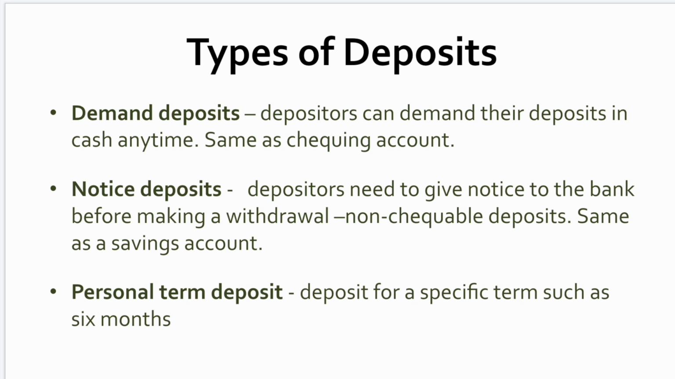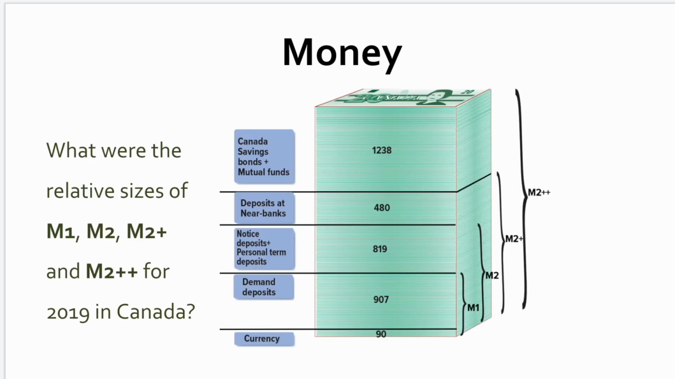And we also have what's called a personal term deposit. A term deposit is an amount that you put in for a set amount of time, say 6 months. The idea is that you're going to hold it there for 6 months. In other words, you're not going to come looking for it within that 6 month period. Demand deposits are very, very liquid, right through to personal term deposits, which are not so liquid.